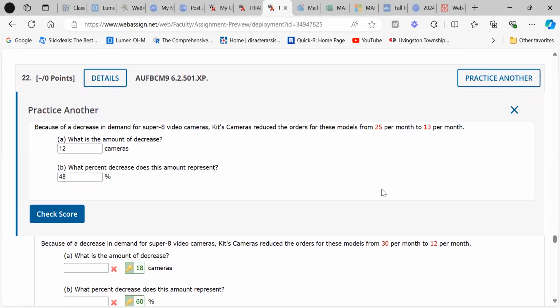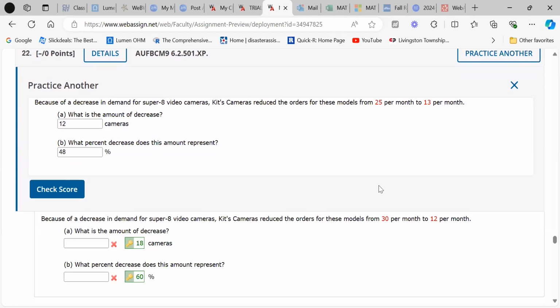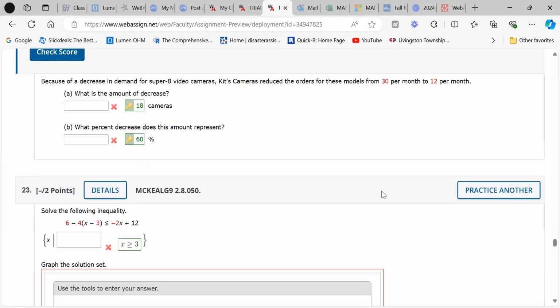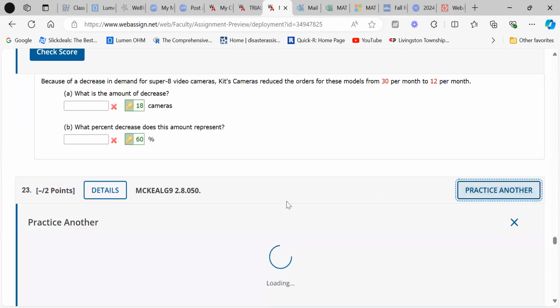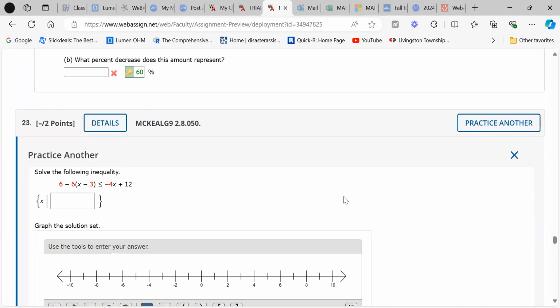Are there going to be any more pre-algebra questions on there? I doubt it though. I don't think so. Because that's probably the only one.